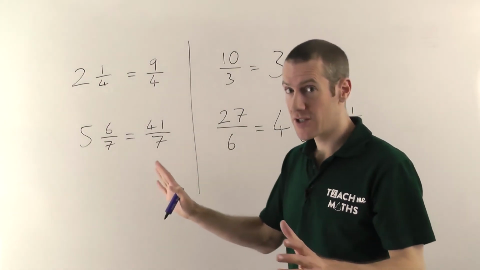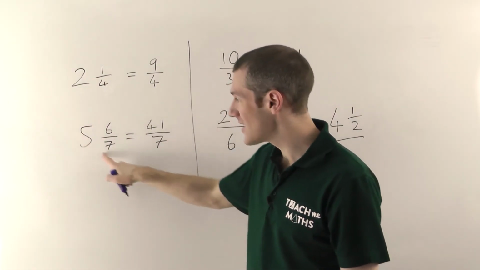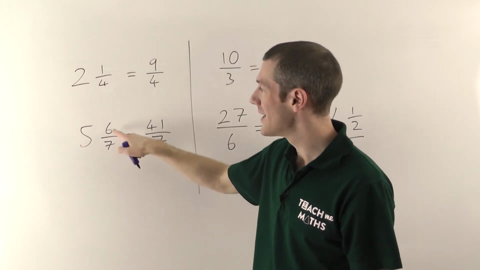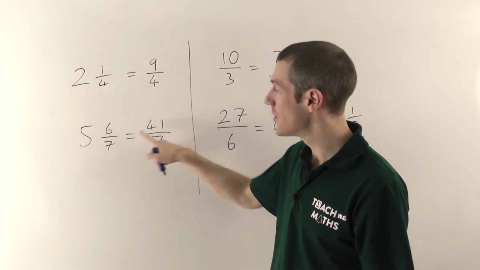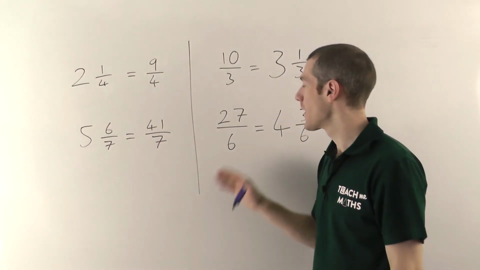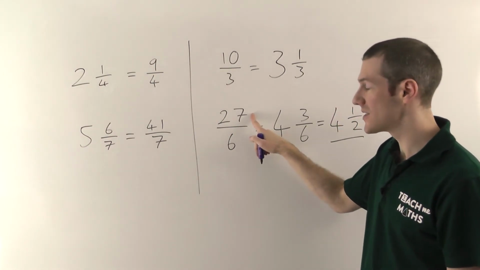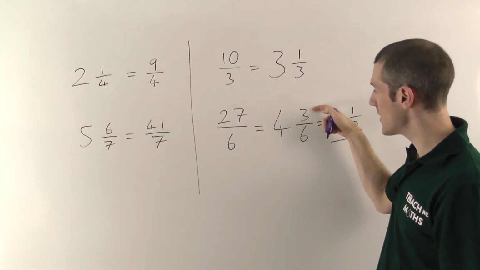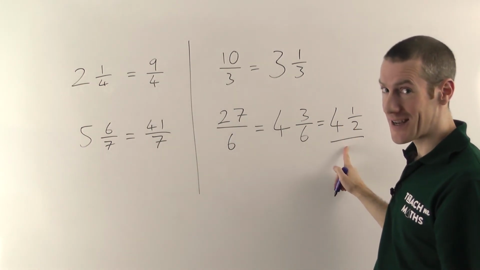So again, just to reiterate, if you're going from mixed numbers to top-heavy fractions, 5 and 6/7, you multiply the number on the bottom and then add the 6 on the top. 5 7s are 35 plus 6 gives you 41. Number on the bottom never changes. If you're going the other way, you divide the top by the bottom. 6 into 27 goes 4 times, remainder 3. The number on the bottom never changes. And as always with fractions, cancel whenever you can.